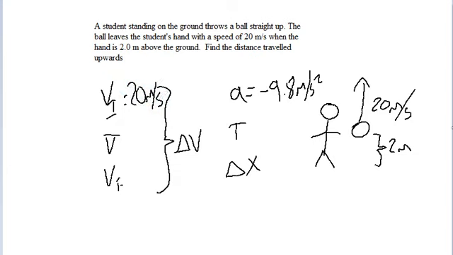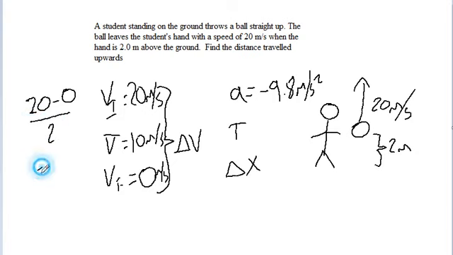Now, if we think about the problem, we know at the ball's highest point, the velocity will be 0, as it's changing from an upwards velocity to a downwards velocity. So our velocity final will be equal to 0 meters per second. Our average velocity is therefore 10 meters per second, as 20 minus 0 over 2 is equal to 10.